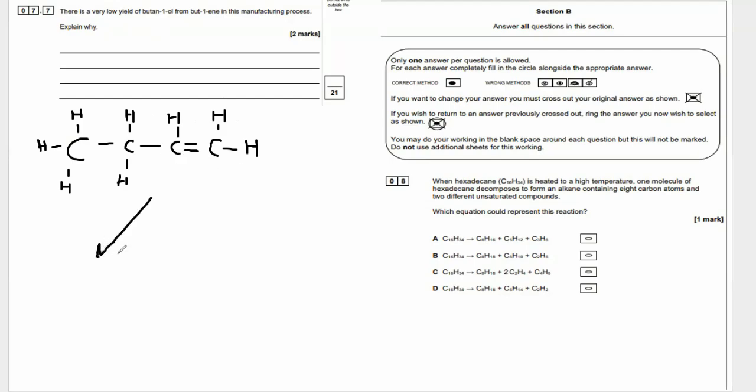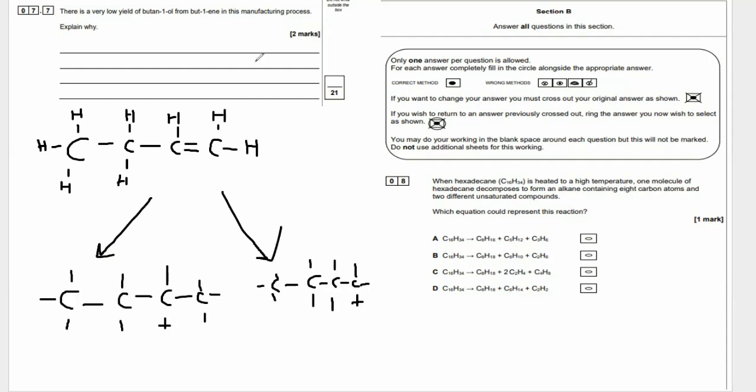7.7, there is a very low yield of butan 1-ol from butan 1-ene in this manufacturing process. Explain why. Right, I'm going to draw a little diagram out. You should know this. Now there's 2 possible carbocations that can form here. So I just want to show you for the reaction. And what this is essentially saying is, why is it that this right-hand one over here ends up being the minor product? And why is this one the major product.